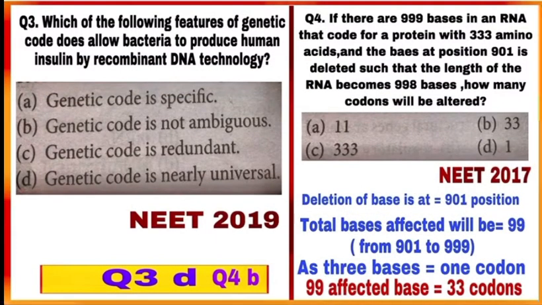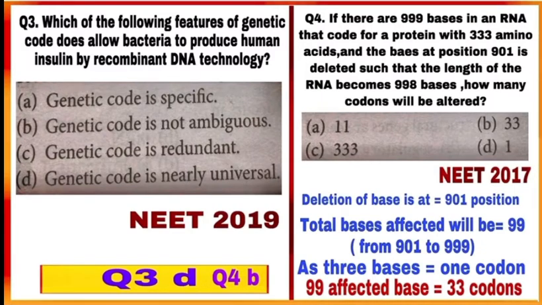Question number 3. Which of the following features of genetic code does not allow bacteria to produce human insulin by recombinant DNA technology? Genetic code is nearly universal. What does it mean? इसको example से समझिए. UUU codon phenylalanine amino acid को ही code करेगा सभी organisms में, whether it is a virus, bacteria, tree or human beings. Genetic code का यही feature allow करता है bacteria को to produce insulin by recombinant DNA technology. So mark D, genetic code is universal, as correct answer.